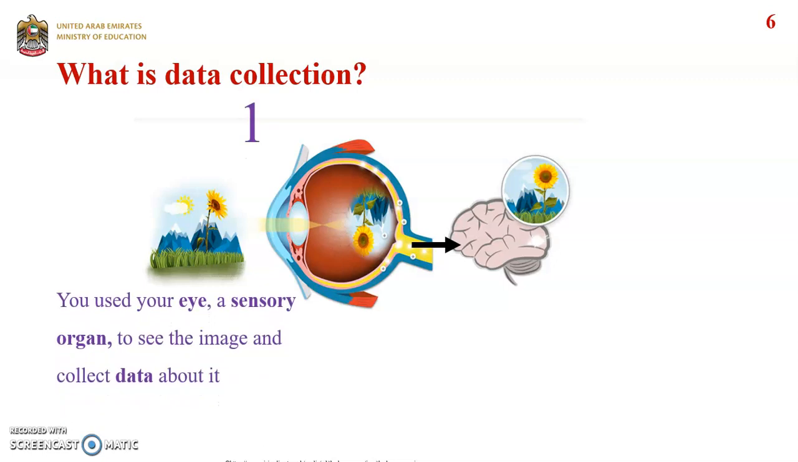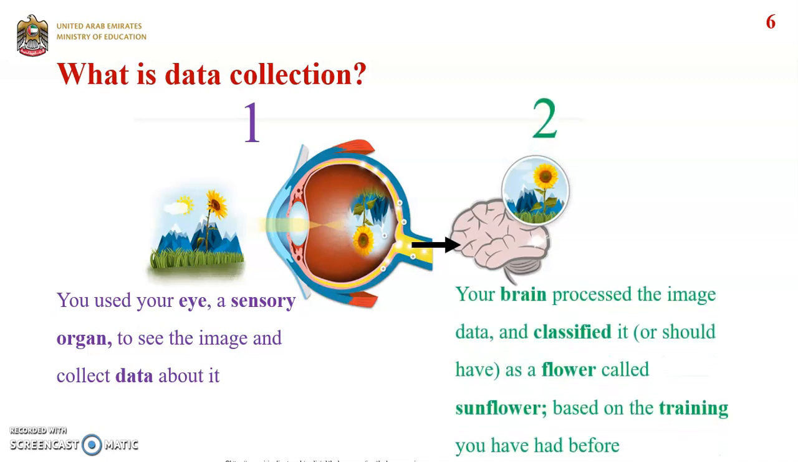So first, you used your eye to look at the picture. Your eye is a sensory organ that we use for visual information, for visual data. And the eye collected the data about the image that was on screen and passed this data to your brain. The brain processed the data, classified it, and came up with a flower, that's images of a flower, and specifically that of a sunflower. And some of that processing is based on the training that you've had.